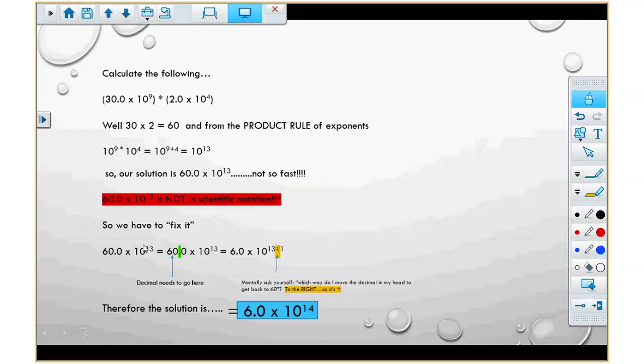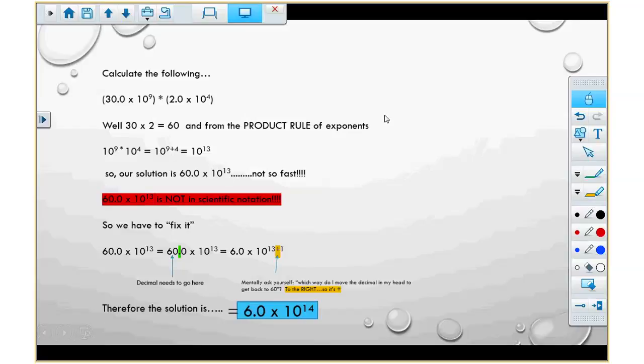Okay, look at this one. 30 times 10 to the 9th times 2 times 10 to the 4th. This is what you'll be tested on. All right, now everybody in here can do 30 times 2. What is 30 times 2? 60. So you go down here and you put 60, and then you say, okay, 9 plus 4 is what? 13. And your answer is 60 times 10 to the 13th power.